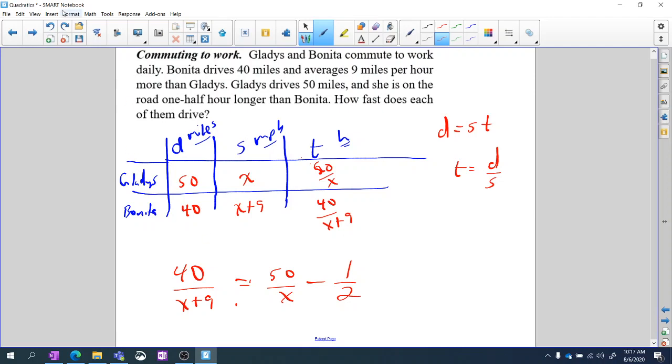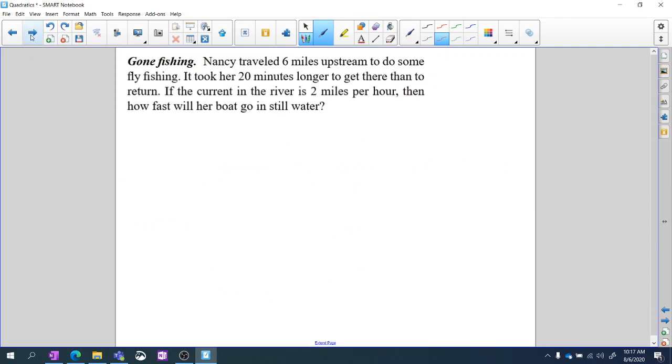Okay, we'll do one more of those. So again, I'm not going to quite finish that question. I'm just showing you the layout of how to set one of these up. All right, this one, we're talking about going upstream to do some fishing and then coming downstream because of the current. In these questions about currents, you're going to let x represent the speed of the current.